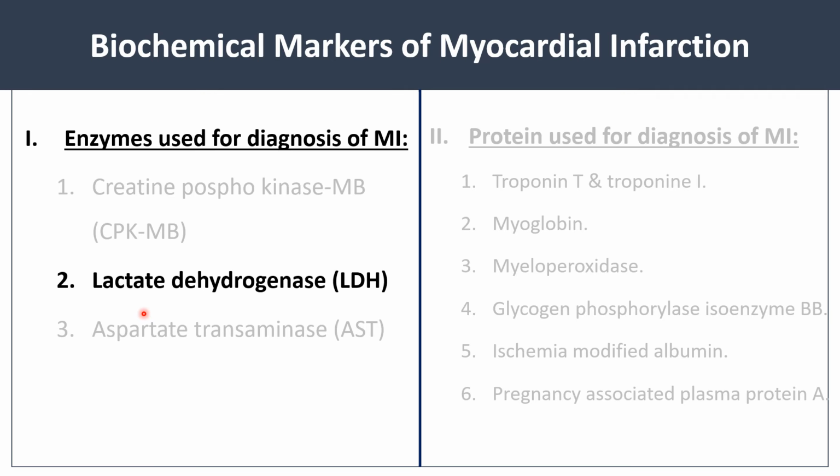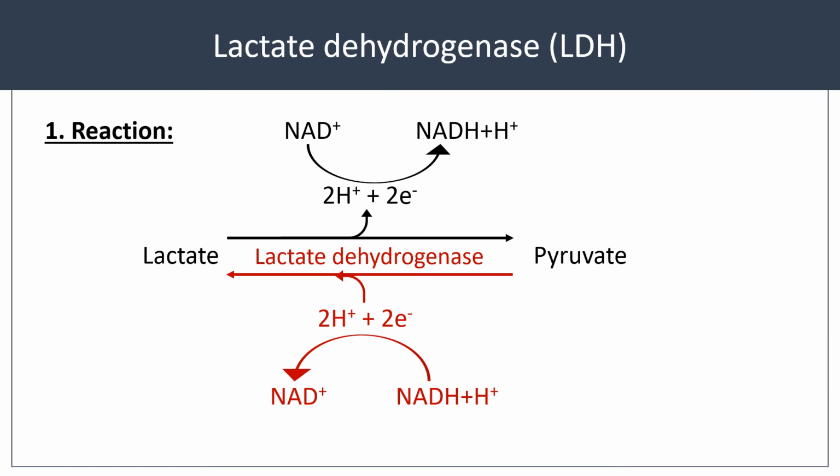So next, coming to lactate dehydrogenase. First we are going to start with the reaction. As the name suggests, this enzyme is going to dehydrogenate the lactate, resulting in formation of pyruvate. That removed hydrogen will be taken up by NAD, resulting in formation of NADH2.